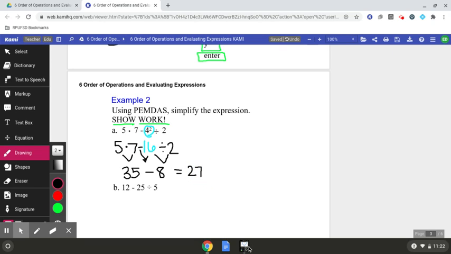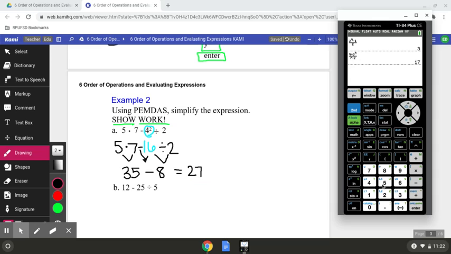Okay, and again, when I take my calculator out, I'm going to check it. 5 times 7 minus 4 squared, arrow out of the exponent, divided by 2. And I do get 27, so I know I'm right.